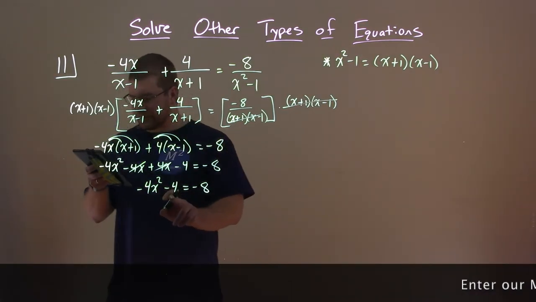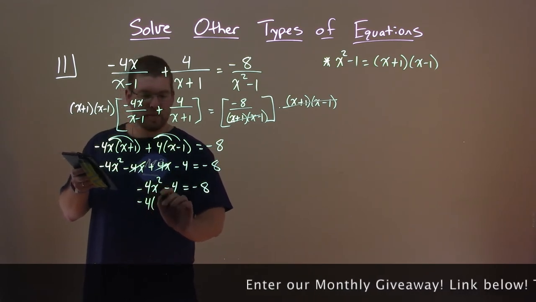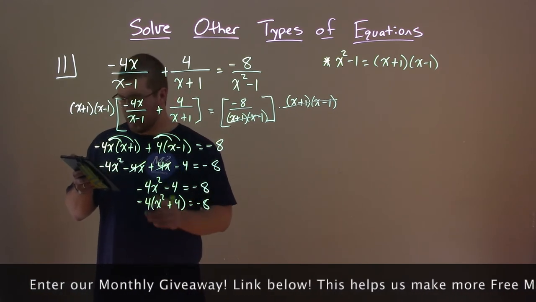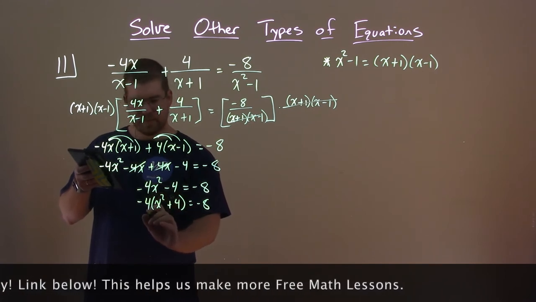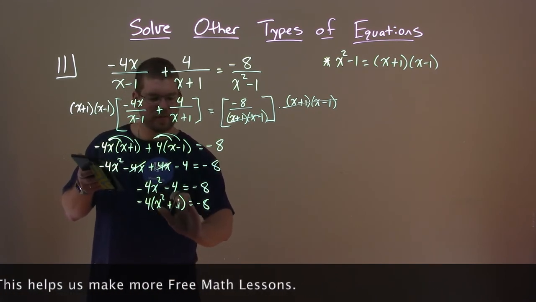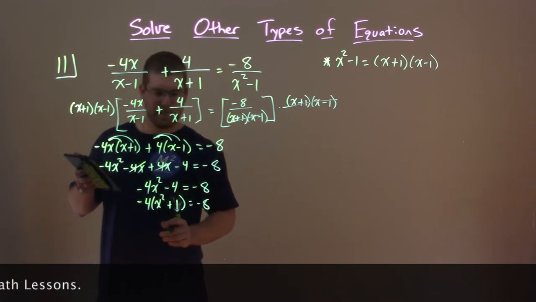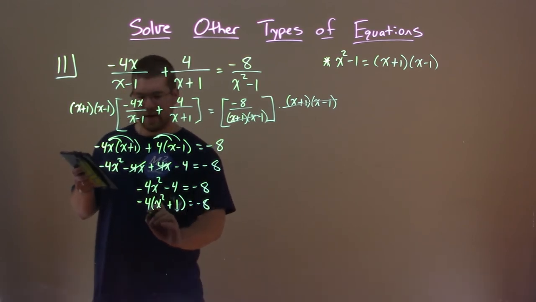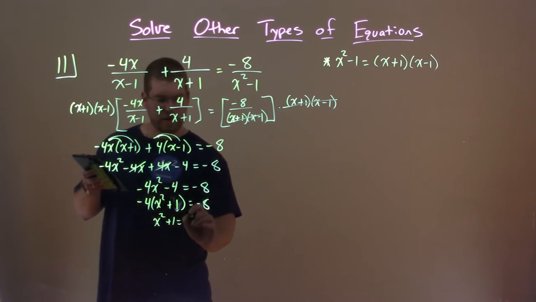So now what I want to do is pull out a minus 4 here and a minus 4 here, and I'm left with x squared plus 1 equals 2. Divide both sides by negative 4. Oh, I said pull out a 4, see, that's where I made a mistake. Pull out a minus 4 over plus 1 here. So we have x squared plus 1 equals, dividing both sides by negative 4, a positive 2.